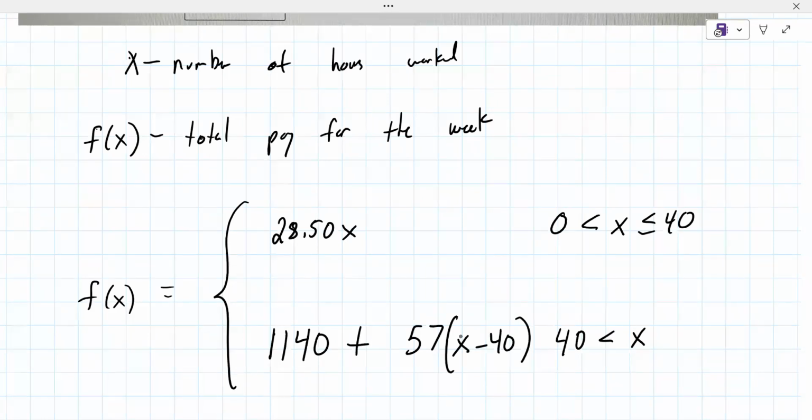Okay. All right, so there's your function. Now we got to talk a little about the domain. I don't know if you know how many hours are in a week, but you can take 7 and multiply by 24 and get that number. And I guess in theory, someone could work that many hours in a week.